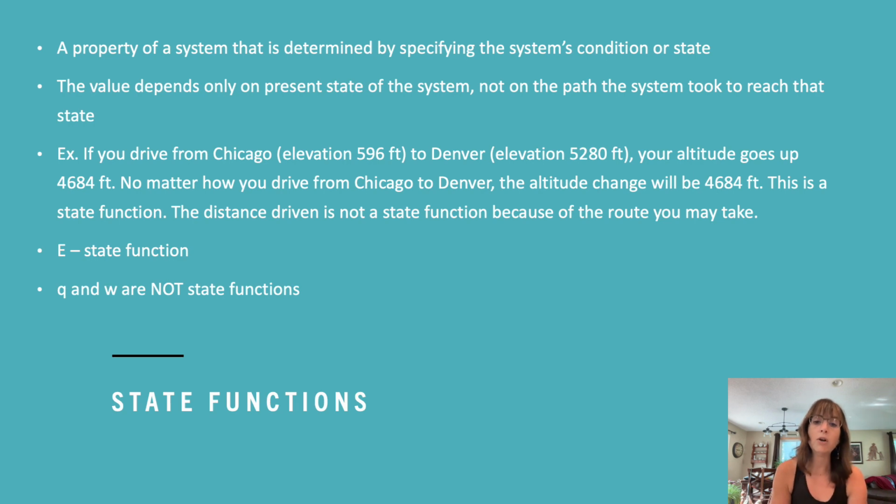It does not matter how you drive from Chicago to Denver. You could drive from Chicago to New York to Florida to California to Denver, or you could just drive straight from Chicago to Denver. Either way, you're ultimately going to increase your altitude 4,684 feet because it's going to be final minus initial. This is a state function. The distance driven is not a state function because of the route you might take. So in this unit, you need to know that E is a state function. It doesn't matter how that change in energy occurs, just what was the final, what was the initial. Q and W, though, are not state functions.